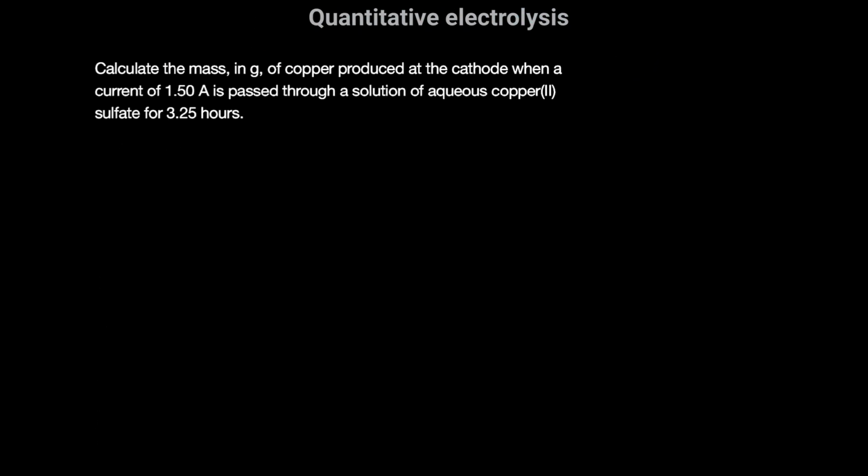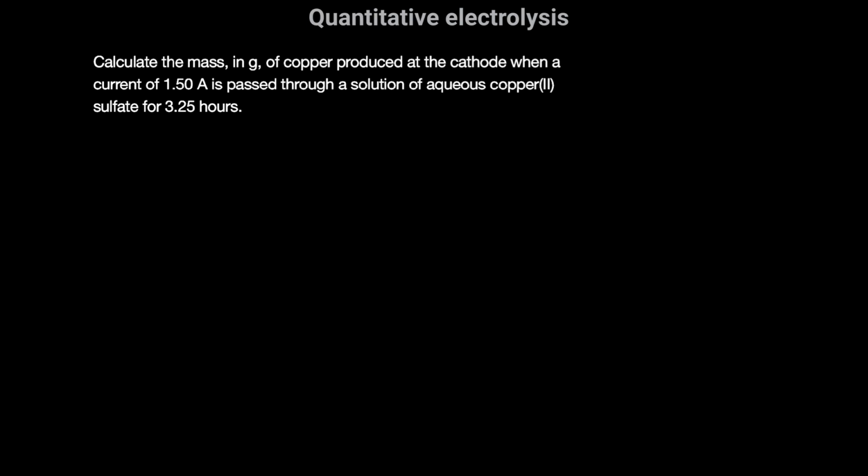Okay, the question is, calculate the mass in grams of copper produced at the cathode when a current of 1.5 amperes is passed through a solution of aqueous copper 2 sulfate for 3.25 hours. So the first thing you would do here is calculate the charge. Okay, the charge Q is equal to IT, right? That's the current times the time in seconds. Remember, for this formula we use time in seconds. So we're calculating charge in coulombs, right?